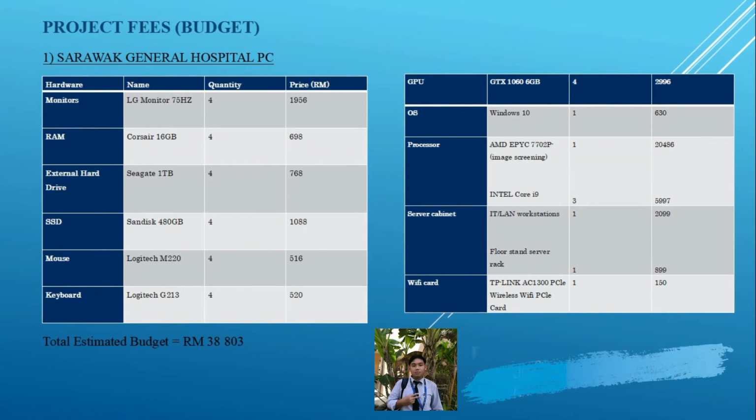Greetings everyone, my name is Deutero. Today I'm going to present the project fee for the budget. The first one is the Sarawak General Hospital PC. As we know, the Sarawak General Hospital PC requires a good performance PC to allow them to do heavy tasking. Due to that, we have chosen this hardware for each category with the price stated here. When we sum up the prices here, we get 38,803 ringgit.